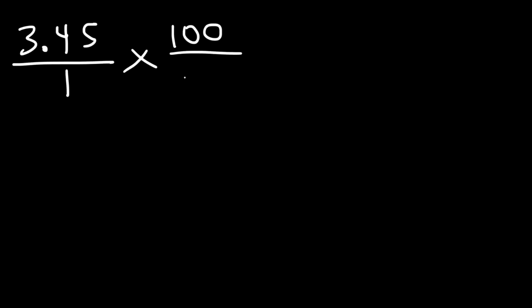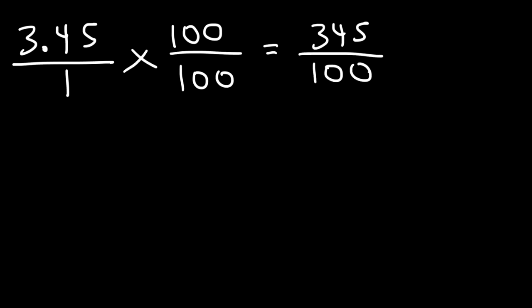Now let's try another example, 3.45. Go ahead and work on that one. So what I'm going to do is multiply the top and the bottom by 100. And so I'm going to get 345 over 100. Now this is one way of doing it. I'm going to show you another way as well.